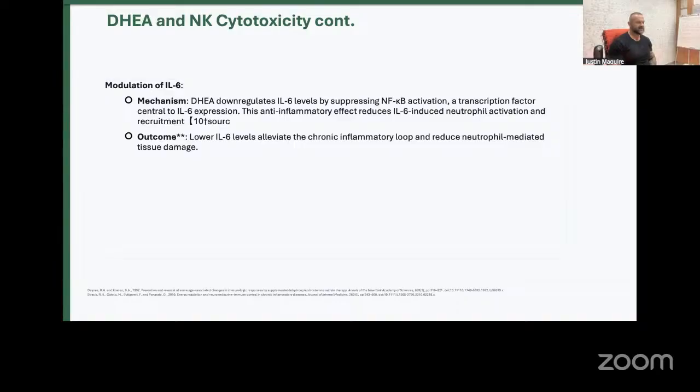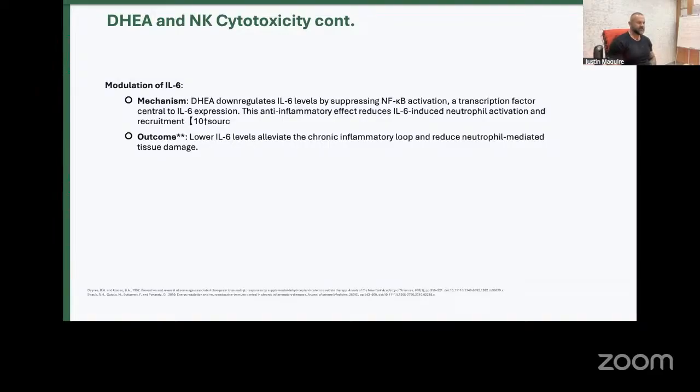So in instances of insulin resistance, as an example, interleukin 6 levels are generally higher, and that's what DHEA aids to downregulate, and in so doing can actually improve metabolic sensitivity. It reduces interleukin 6 levels by suppressing nuclear factor kappa beta activation, a transcription factor central to interleukin 6 expression. So basically, it suppresses heightened nuclear factor kappa beta mediated interleukin 6 expression.